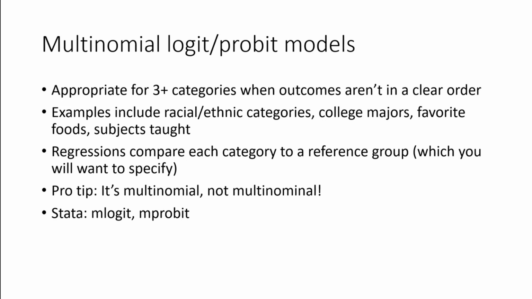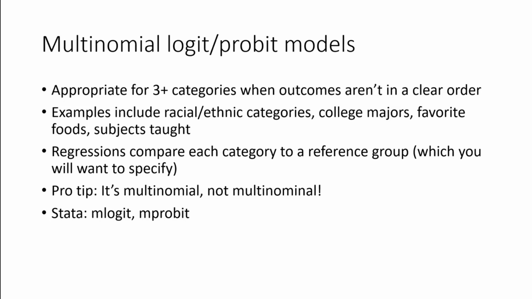And then we get to multinomial, not multinominal, multinomial, logit and probit. This is where, again, you have multiple categories, but the outcomes aren't in a clear hierarchy. They aren't in a clear order. So some examples: race, ethnicity. If you're interested in looking at outcomes across different groups, there's no clear hierarchy there. College majors, favorite foods. People would come up with different hierarchies if you push them.